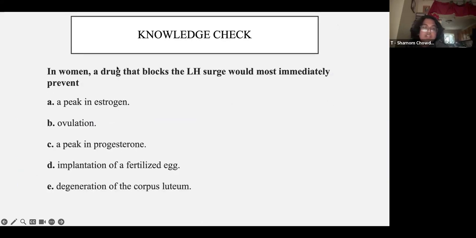So knowledge check. In women, a drug that blocks the luteinizing hormone surge would most immediately prevent what? B. Yeah, correct, B. Like that chart showed, day 14, that's when ovulation typically occurs, and that's due to the surge in luteinizing hormone.